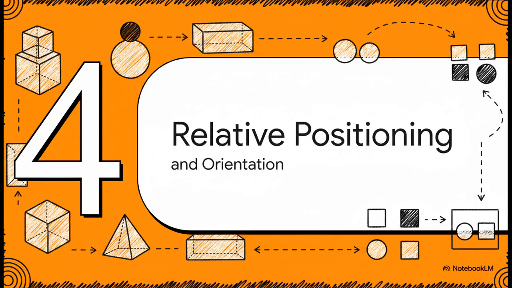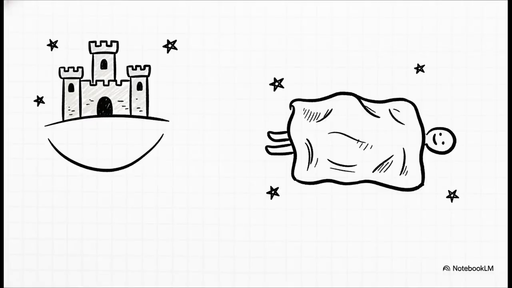Moving right along to Section 4, Relative Positioning and Orientation. Now, the precision of English verticality is quite remarkable. We have a very clear dichotomy when objects relate to one another. Above and below indicate being on a higher or lower altitude coordinate. A castle sits above a valley. It's a very general relationship.